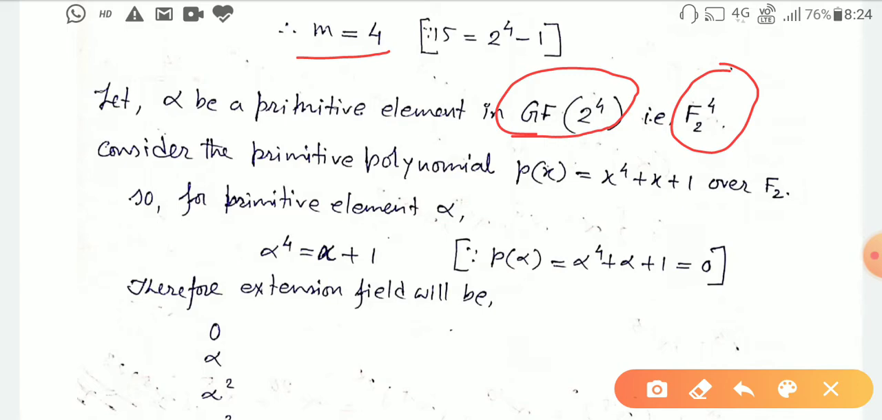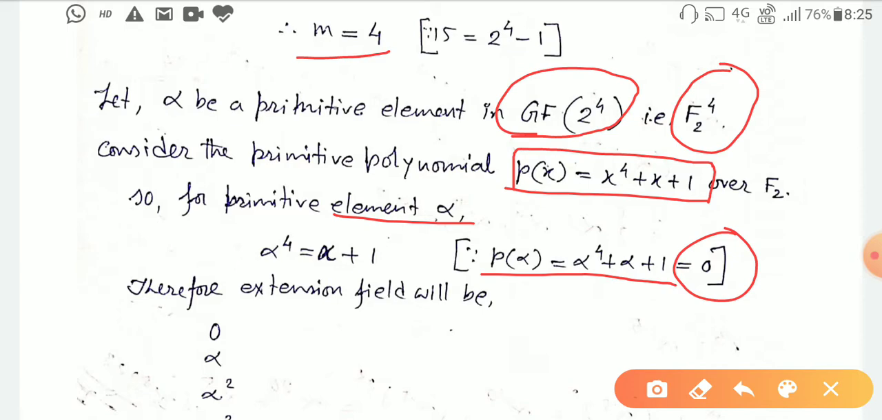Consider the primitive polynomial, this one. Here 4 is the degree, so the highest degree of the primitive polynomial will be 4. We just consider this one as the primitive polynomial. If the primitive element is alpha, which is the root, then you replace the value of x with alpha, and this can be written as equal to 0. From this, you can write alpha to the power of 4 equal to alpha plus 1.